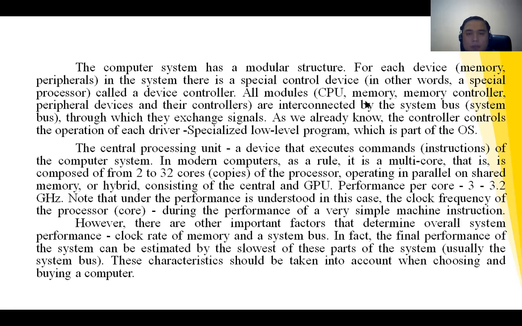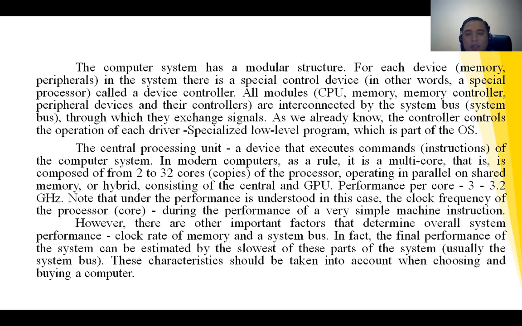The computer system has a modular structure for each device, memory, peripherals. In the system, there is a special control device, in other words, a special processor called a device controller. The CPU, memory controller, peripheral devices, and their controllers are interconnected by the system bus through which they exchange signals.